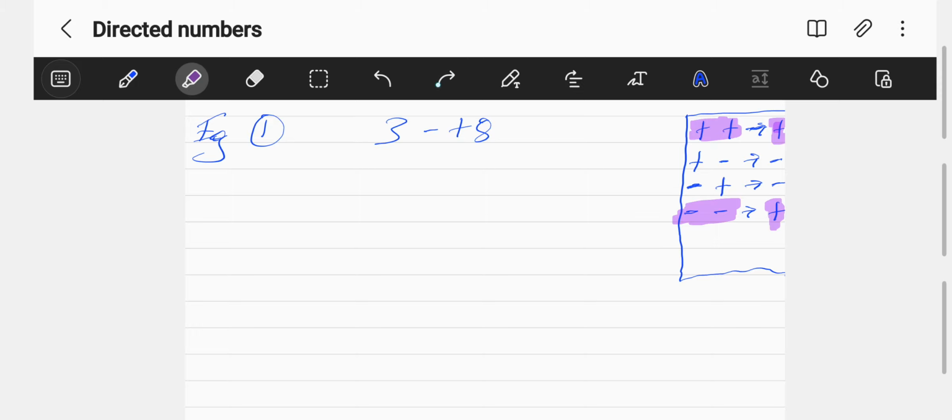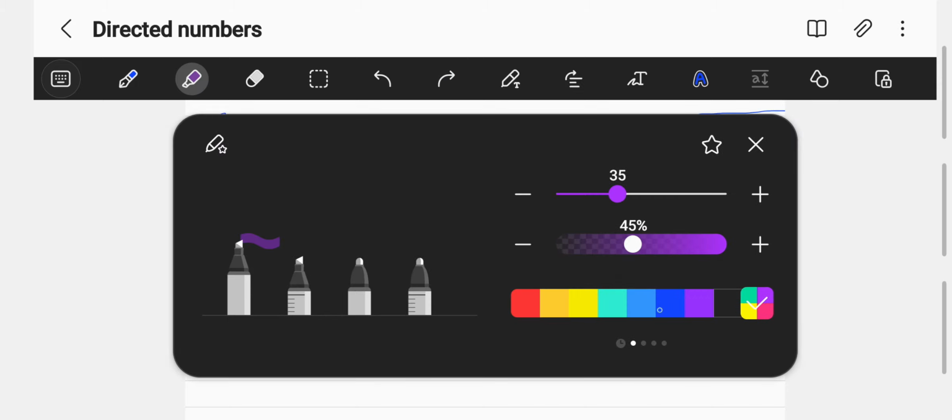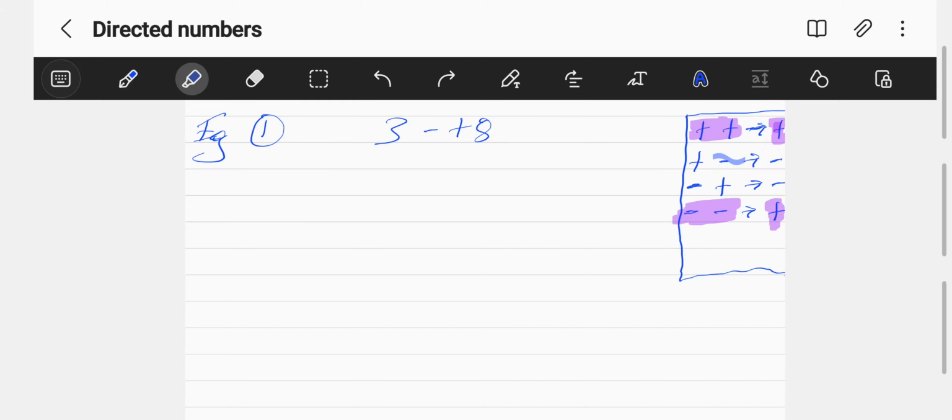Let's use a different color for that one. So when the signs are different, like in this case, you subtract, right? So in this case, we have two signs beside each other, and the signs are different. So because the signs are different, subtraction takes the precedence, right? So this is really 3 minus 8.